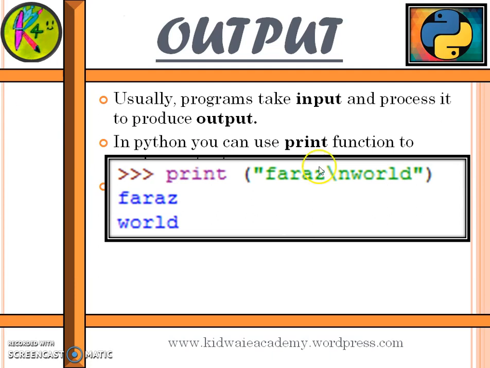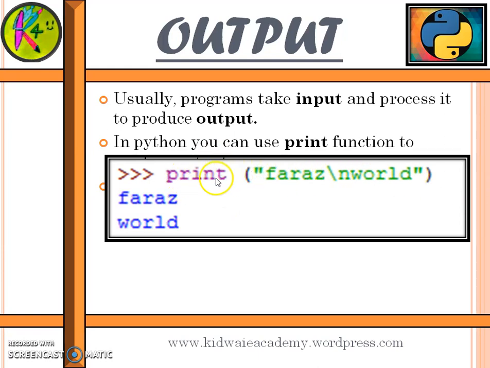So you see in this example, on this note I would like to tell you, in my previous video I forgot to mention the \n element. This element is used to separate two words in a single line. So you see here in the print function I use this and divided the line into two parts. So Faraz and world are in different lines. Now let's come back to the topic.